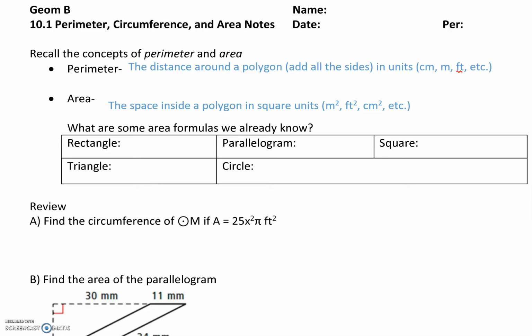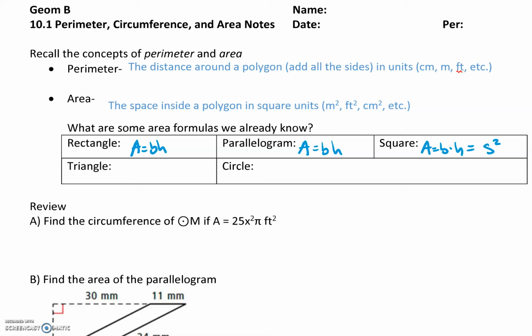Some area formulas we probably already know. So rectangle, area is base times height. Parallelogram shares the same formula, area equals base times height. Square is a special parallelogram, also a rectangle, so area is also base times height, but because the base and the height are exactly the same, sometimes you'll see this written as s squared. Remember, base and height must always be perpendicular to each other.